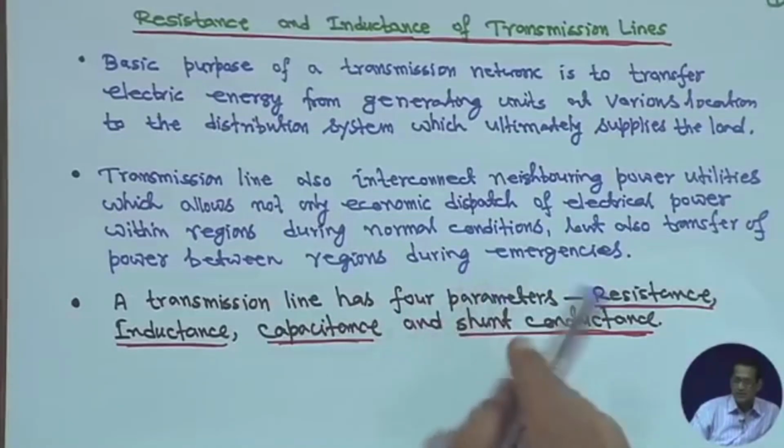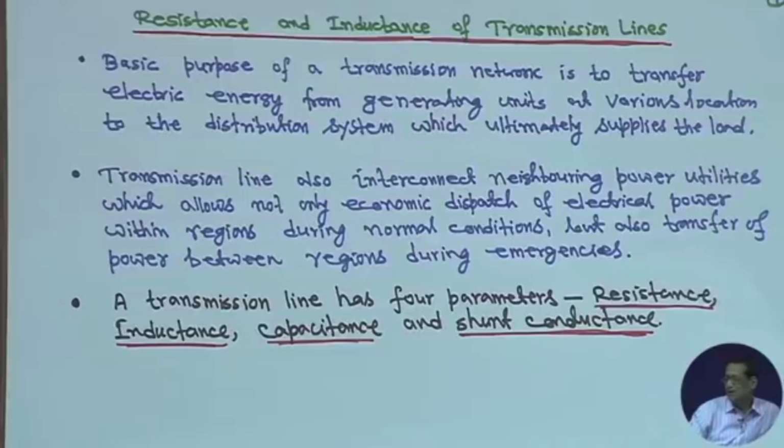So this is the interconnected operation we have seen before, how different areas are interconnected and how it is useful, the reasons for interconnections. Basically a transmission line has 4 parameters: resistance, inductance, capacitance and shunt conductance. These 4 parameters are there for a transmission line.